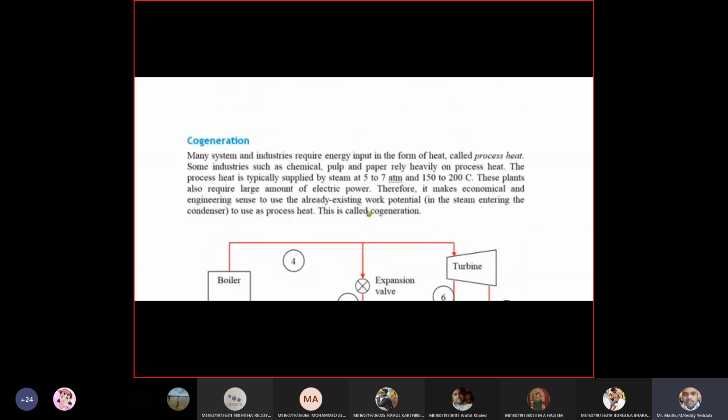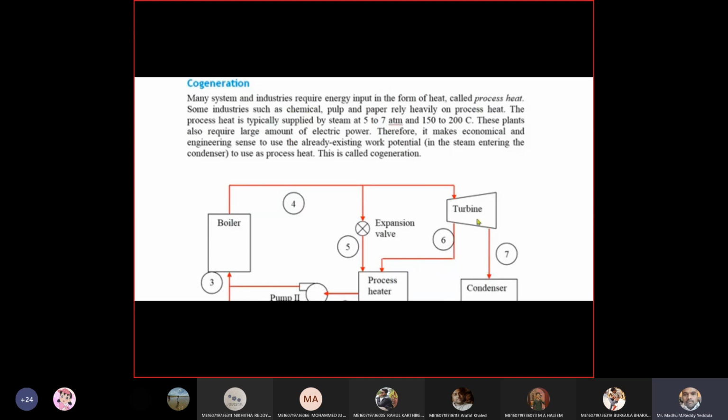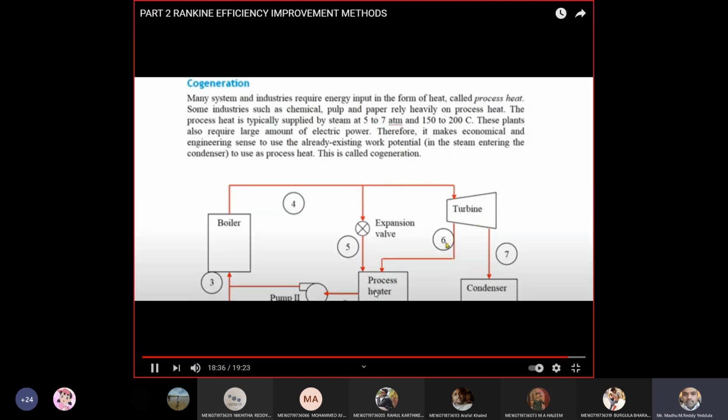Now, just from the knowledge point of view: cogeneration, very simple. Some plants require power as well as heat, and some plants require only power. If you take the example of the paper industry, pulp industry, chemical industry, they not only require power but also heat. So at that time they will go for cogeneration plants. A cogeneration plant is nothing but the same thing as regeneration. We are trapping steam from the turbine after expanding partially.